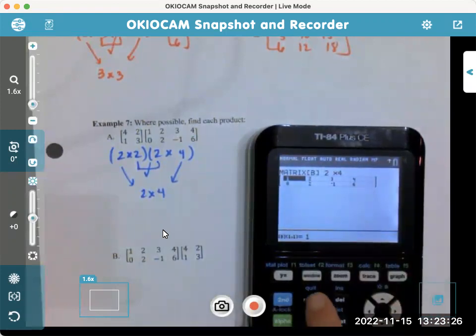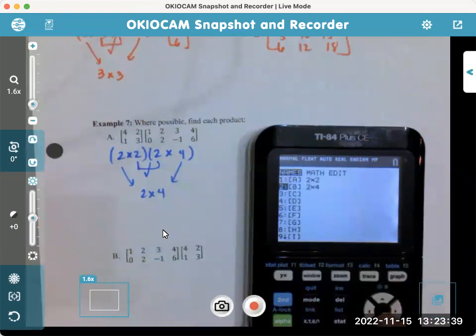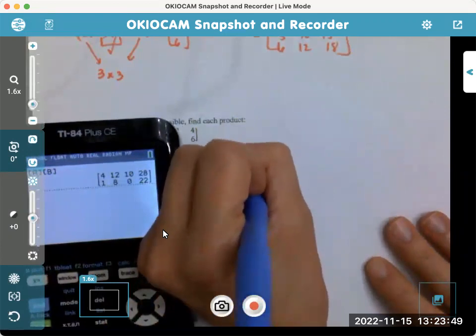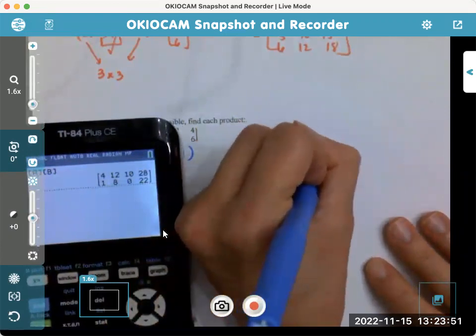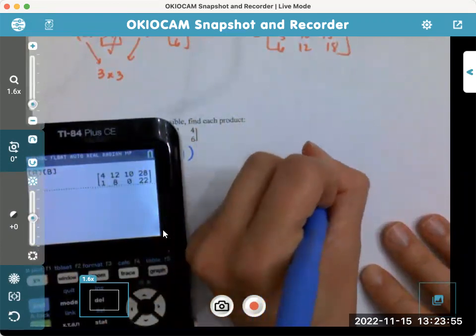All right, so second quit to get back to the home screen. Now you're going to go back into the matrix, grab A. You can do the multiplication button or not. It doesn't matter. Your calculator will read it. Then go back into the matrix, grab your B, and then enter. And there you have it. So it gives us the 4, 12, 10, 28, 1, 8, 0, 22.